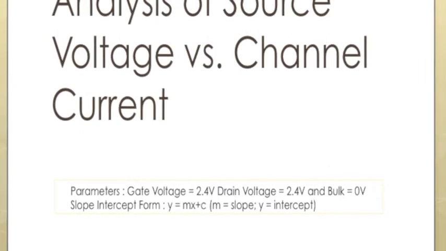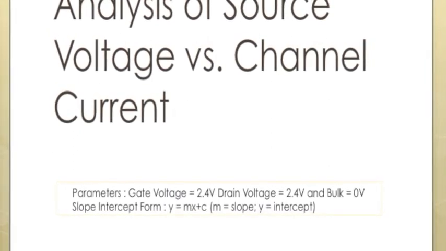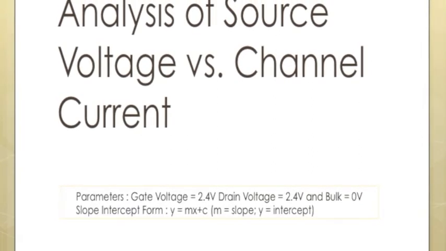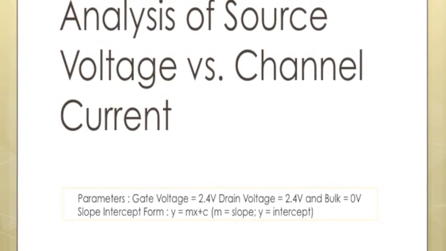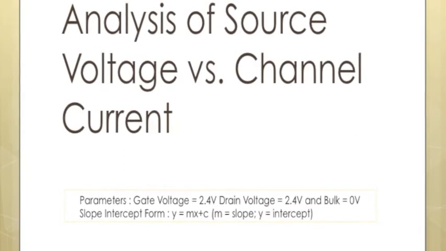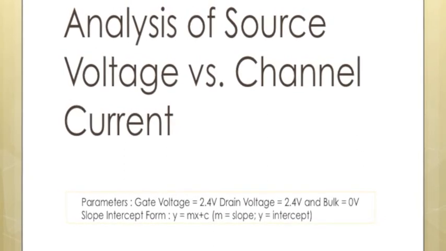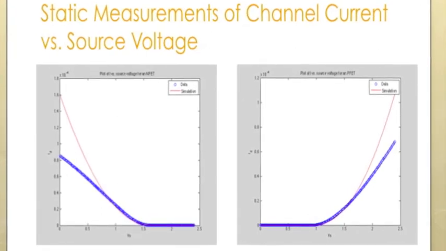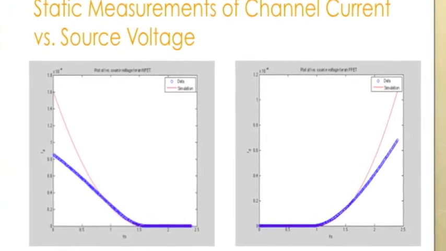The second experiment is the analysis of source voltage versus channel current. For this experiment, we'll keep the gate voltage and drain voltage at 2.4 volts and the bulk voltage at 0 volts. This is the linear graph of channel current versus source voltage for both the NMOS and the PMOS.